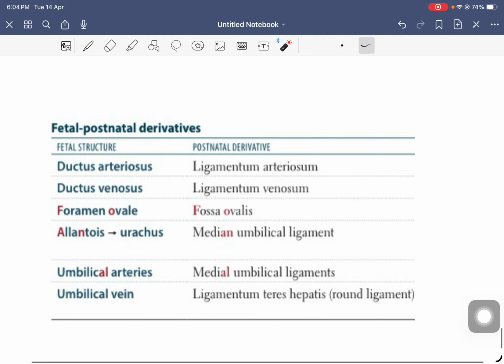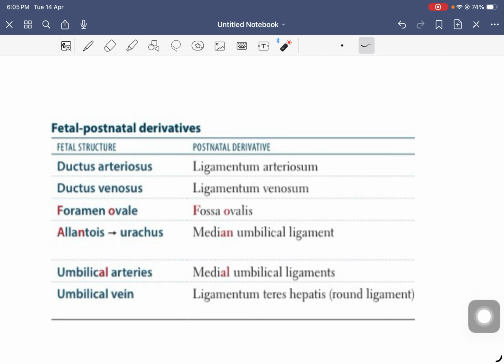Now there are some fetal postnatal derivatives which we have to remember. In the fetus, the ductus arteriosus, after the baby is born, will form the ligamentum arteriosum, and the ductus venosus will form the ligamentum venosum. This is easier to remember. The foramen ovale will form the fossa ovalis.